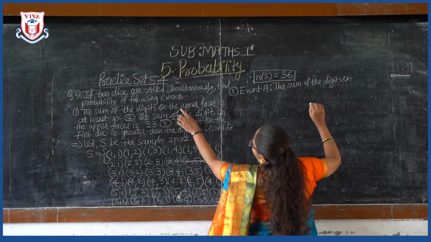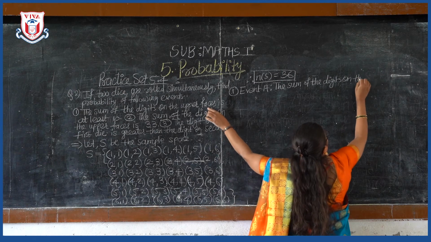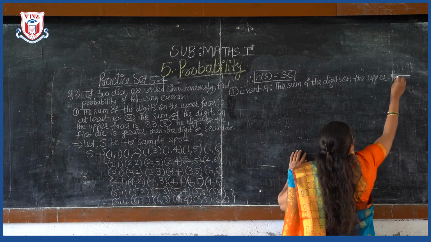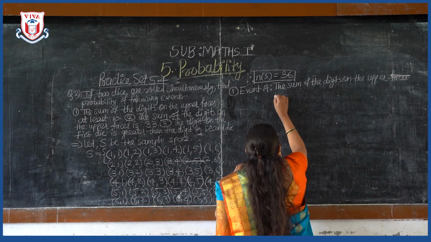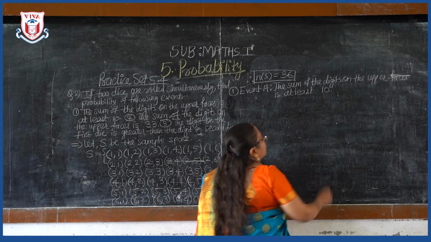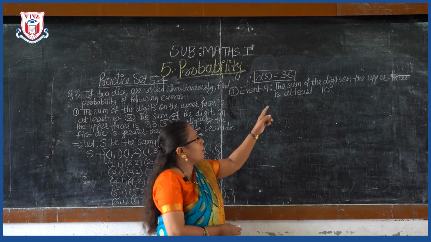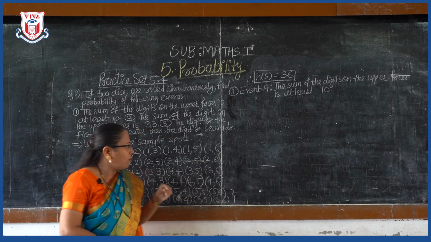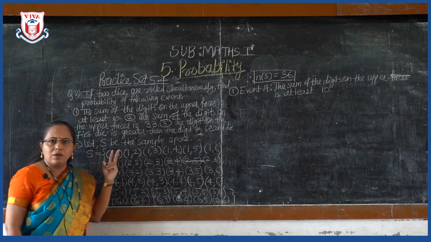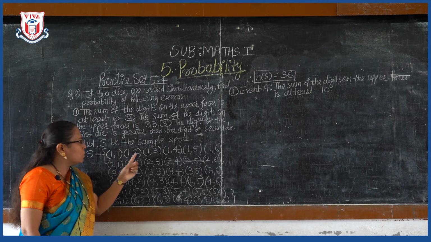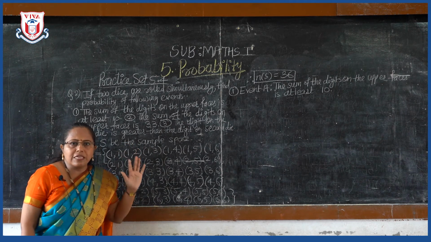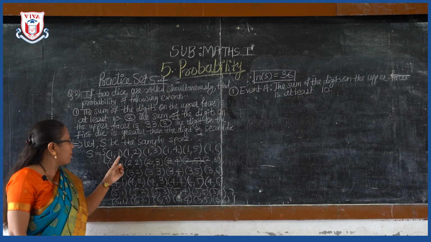The sum of the digits on the upper faces is at least 10. Let us see how to find out the sum of digits on upper faces. For example, here the first result is 1 1. So 1 plus 1, 2. Here 1 plus 2, 3. 1 plus 3, 4. 1 plus 4, 5. So this way we can find the sum of digits on upper faces.